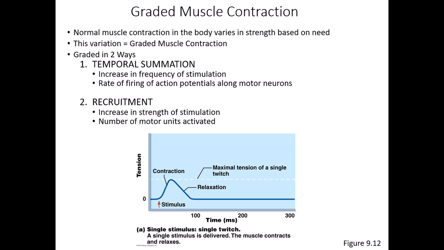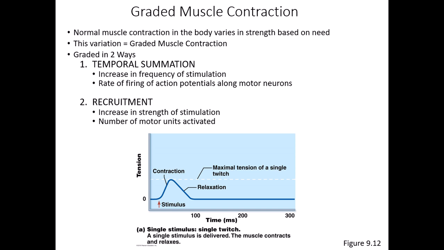And then the other way that muscle contraction is graded is through recruitment, or sometimes we see that as motor unit recruitment. And so recruitment is going to increase the strength of the stimulation, which will increase the number of motor units activated. And remember, a motor unit is one motor neuron and all of the muscle fibers that it supplies.